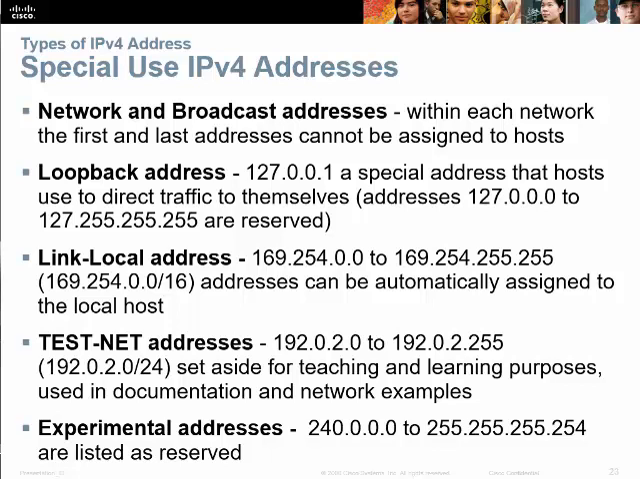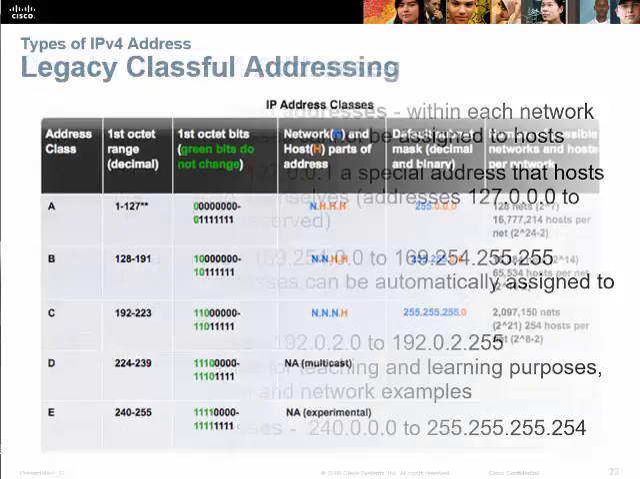We have testnets. Testnet is 192.0.2.0 to 192.0.2.255. Then the experimental addresses, I talked about it, 240 to what? To 255. So please take note of that.